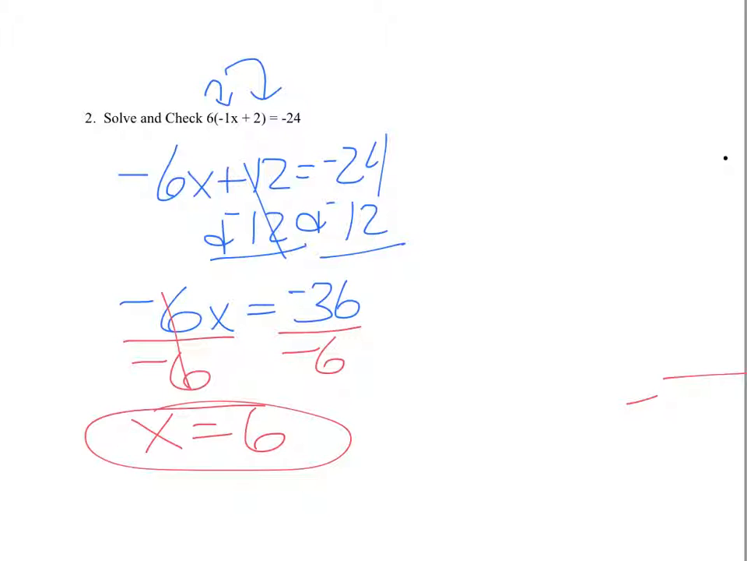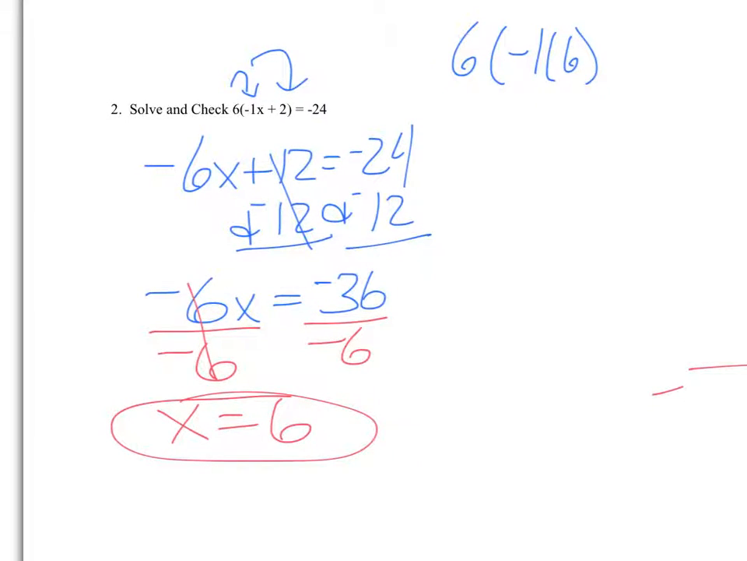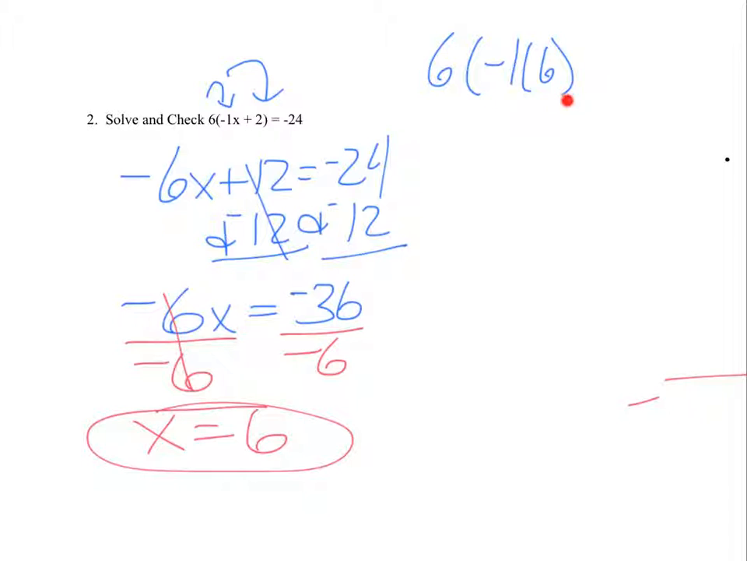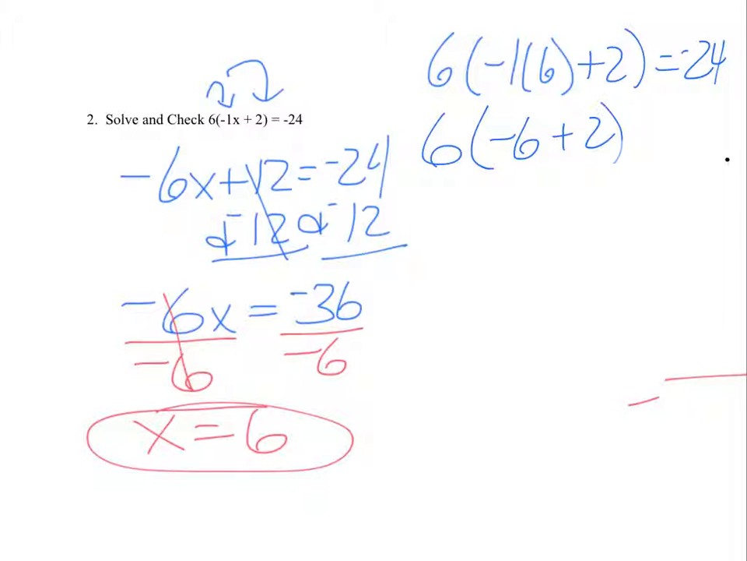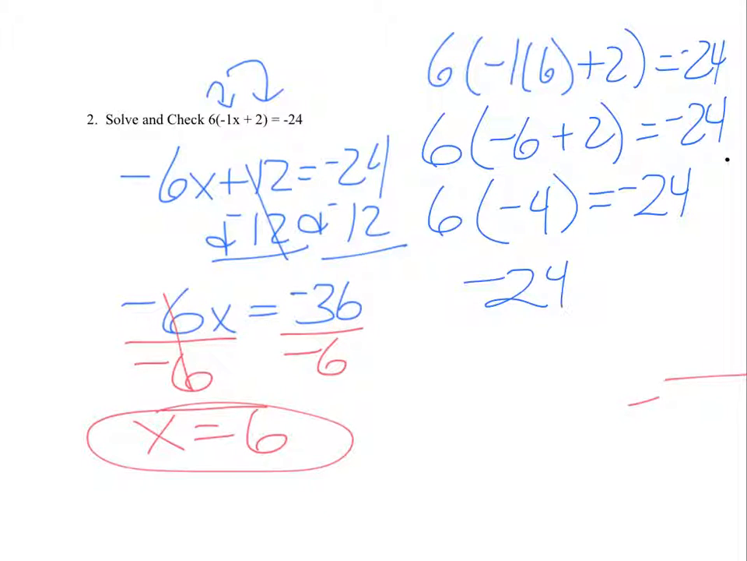In order to make sure that our answer is correct, we're going to go ahead and check it. We're going to plug it back in the original problem. Again, I plug the positive 6 in parentheses. So plus 2 equals negative 24. Checking using order of operations, multiplying in the parenthesis first, that's negative 6 plus 2 needs to give me negative 24. Add inside the parentheses and I get negative 4 equaling negative 24. 6 times negative 4 is negative 24, and therefore my answer checks.